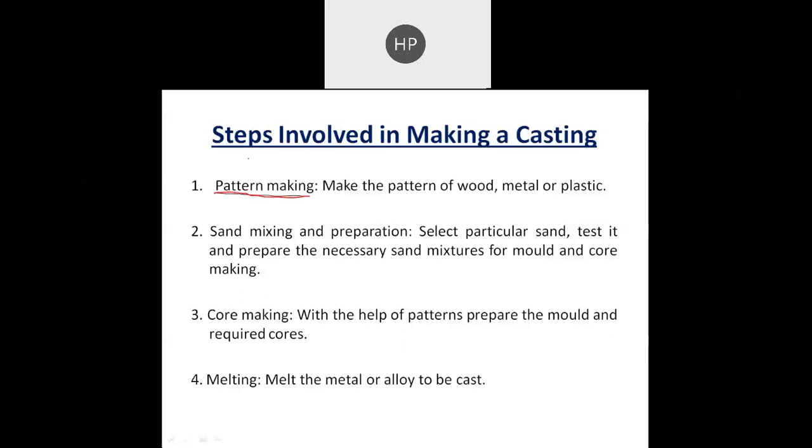Now what is a pattern? A pattern is a replica or model of the object that we are going to produce. For that, first of all we have to make its model, and that model which is similar to that output object is known as a pattern. And it will be made up of wood, metal or plastic, or in some cases wax or plasters also. Okay, so there are various different kinds of materials available for pattern.